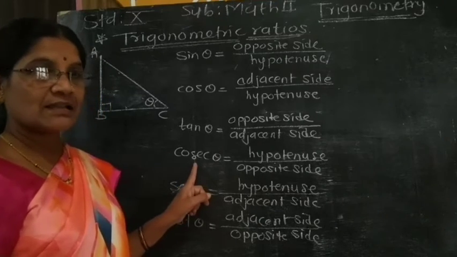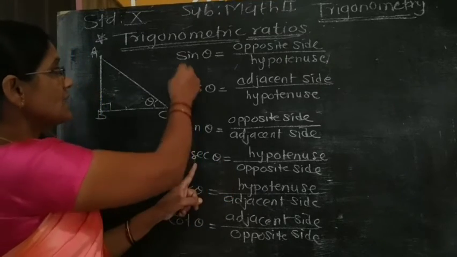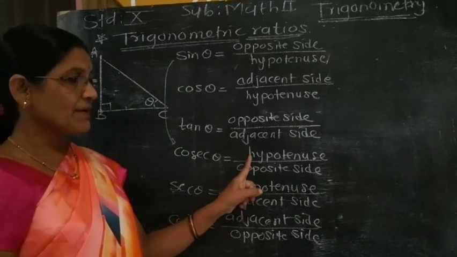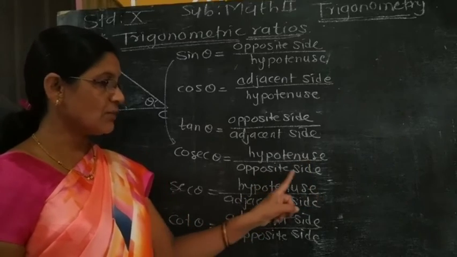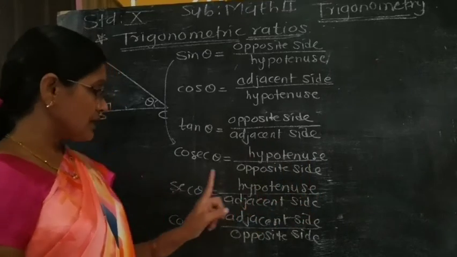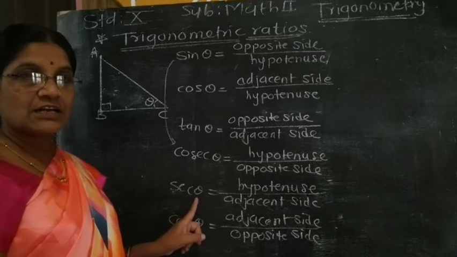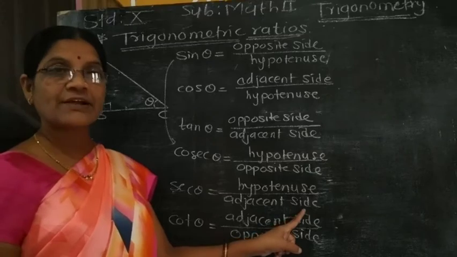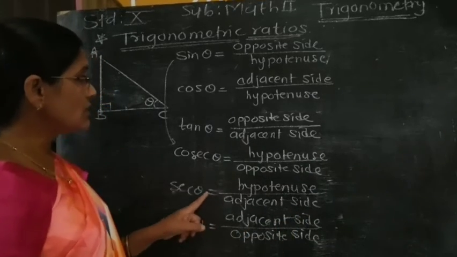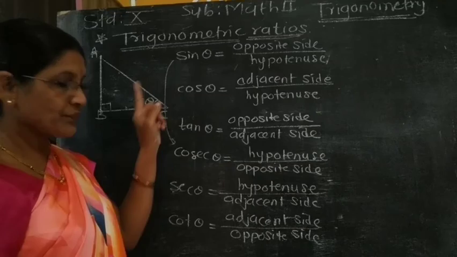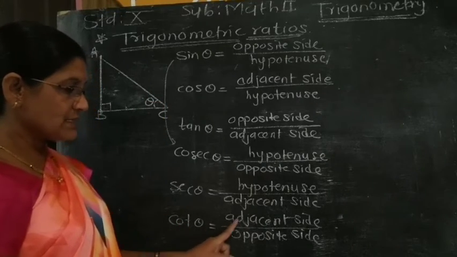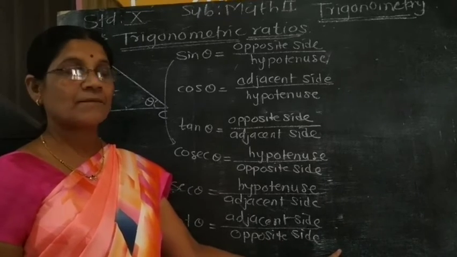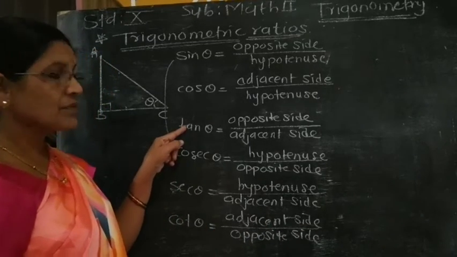Cosecant theta, this ratio is the inverse of the sine ratio, and that's why its definition is hypotenuse upon the opposite side of angle theta. Secant theta is represented by sec theta. Its definition is hypotenuse upon the adjacent side of angle theta. It is the inverse of the cos ratio. Cot theta is the adjacent side of angle theta divided by the opposite side of angle theta, and it is the inverse of tan theta.